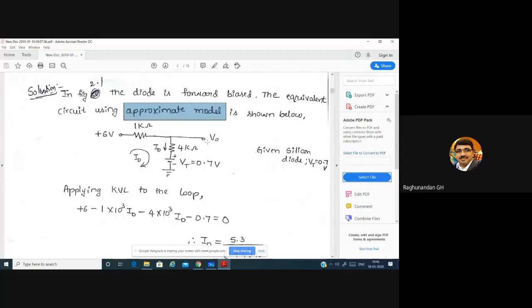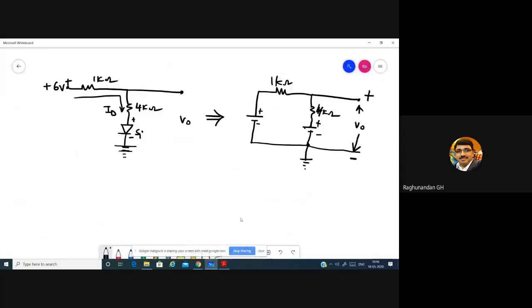So the load resistance is not given here. But still we can find out the voltage, because you know that voltage is always measured in open circuit. Current is measured in short circuit. That's why to measure the current, an ammeter is connected in series. To measure the voltage, the voltmeter is connected in parallel. Always we have to connect the voltmeter in parallel to measure the voltage.